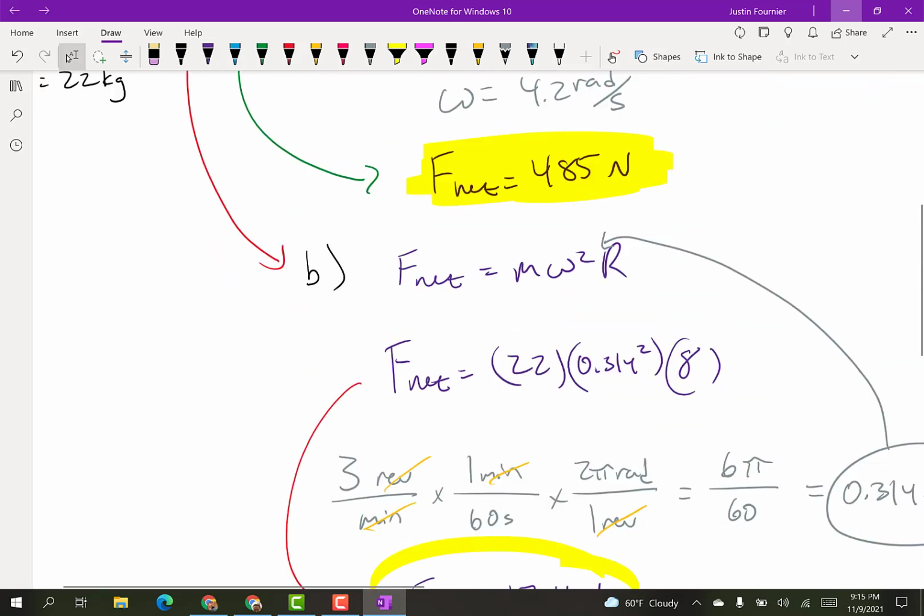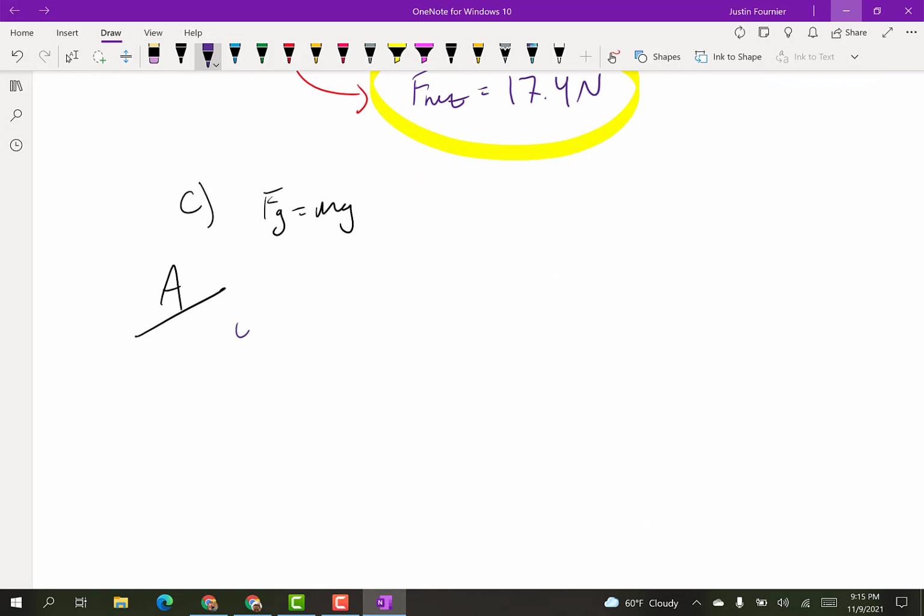The force we got was 485 divided by his weight, which is mg. So it's going to be 485 divided by essentially 220. That's 22 times 10. So we get a little over 2. 485 divided by 220, yeah, 2.2. So about 2.2 times his weight.